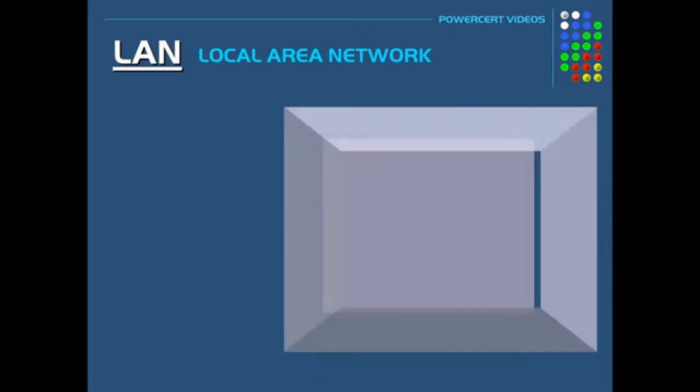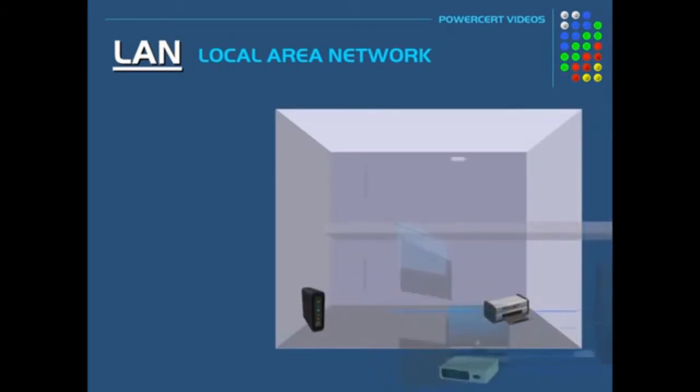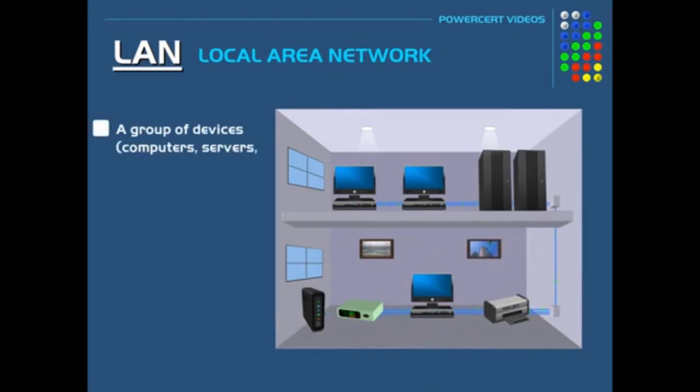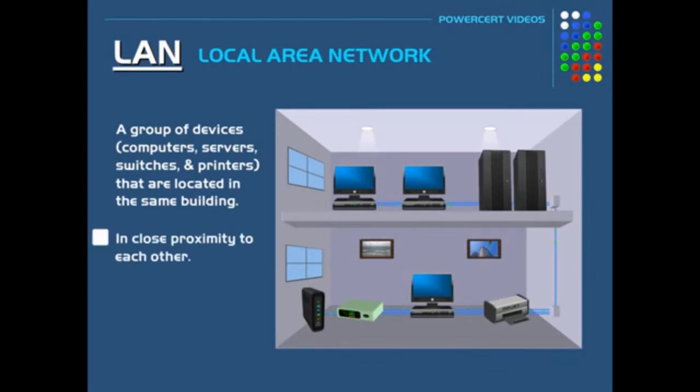And the next type of network is a LAN. Now LAN stands for Local Area Network. A local area network is a group of devices such as computers, servers, switches, and printers which are located in the same building, such as in an office or in a home. In other words, in close proximity to each other. The most common type of LAN is an Ethernet LAN, where two or more computers are connected to Ethernet cables using a switch.